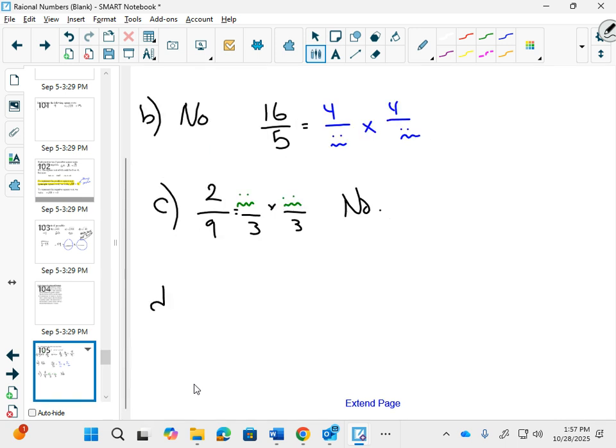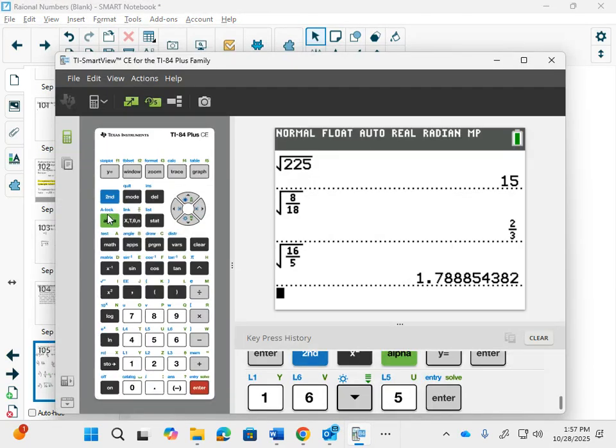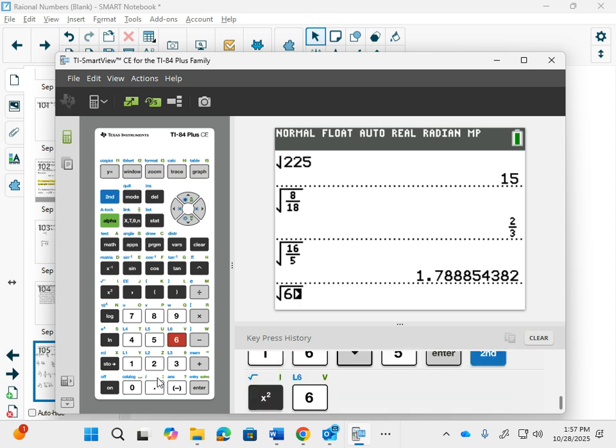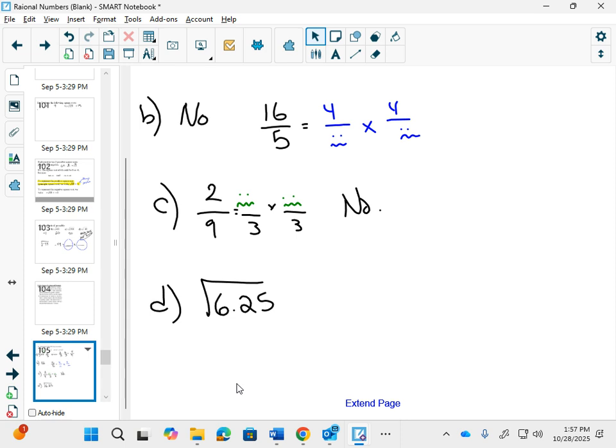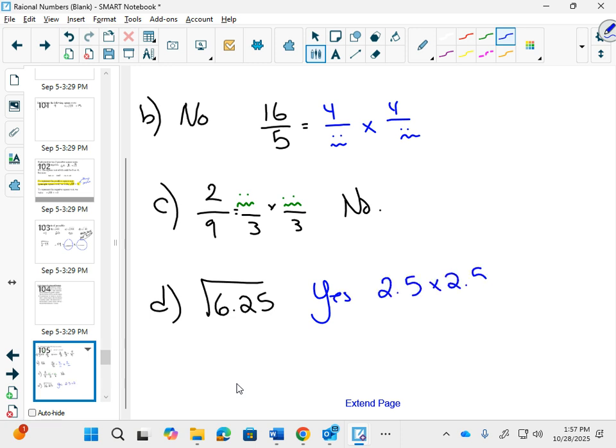If you get to decimals, let's check on our calculator. With a decimal, if it comes out to a nice decimal that ends, then it's going to be a perfect square. If it keeps on going like the last one, it isn't. So I'm going to go back to my calculator. I'm going to use my square root button, and I'm going to write 6.25. Is it nice? Yes. So I'm going to write yes, and I figured it out with my calculator. 2.5 times 2.5 nicely works out to 6.25.